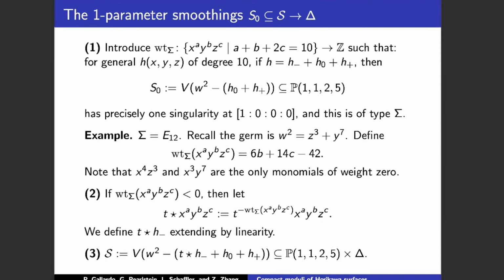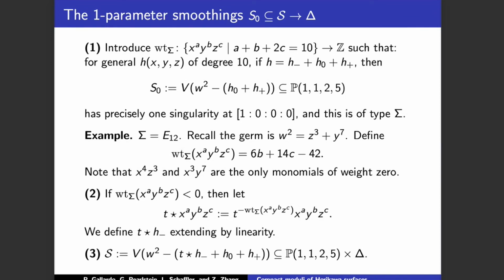So we define our family S, one parameter family, to be the vanishing of w squared minus the sum of t star h minus, h0, and h plus. And by the way, this will be the correct deformation parameter so that you can compute the stable replacement almost effortlessly. So somehow everything is put there. Of course, you could simply add plus t, but then it may become more complicated to do the stable replacement. That's the philosophy.